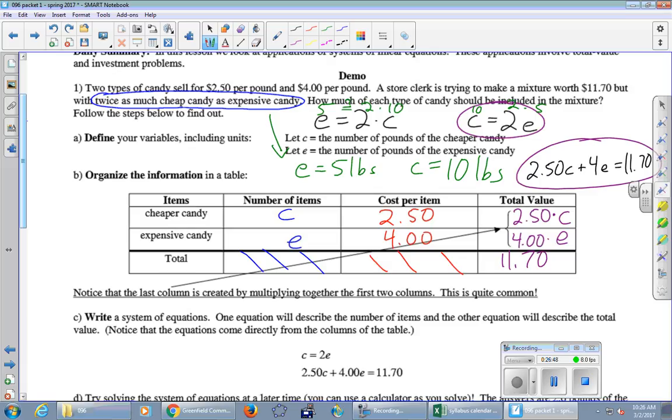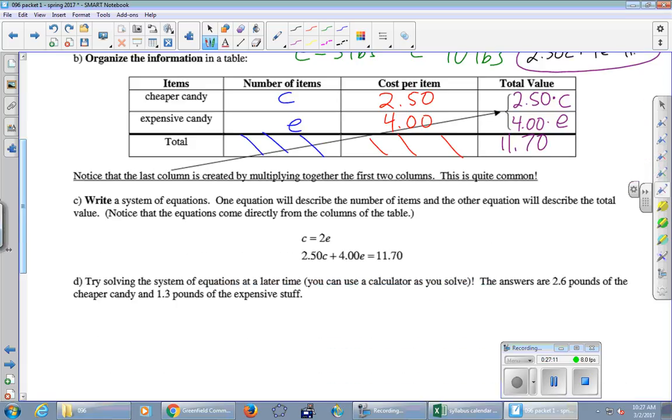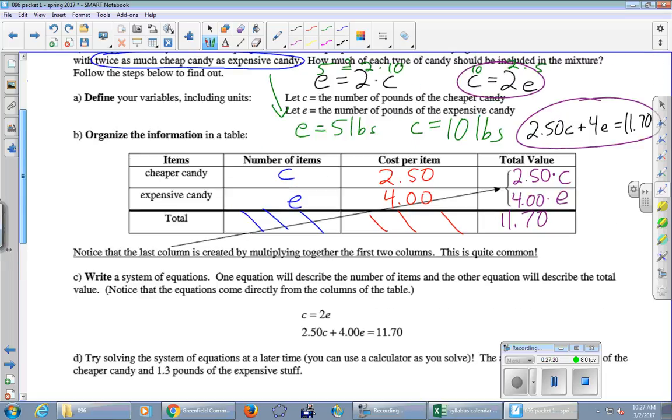Now, setting up these equations is only half the battle. It's a significant part, but there's still the solving part, right? Solving these equations looks an awful lot like what we did earlier today. You have a system of two equations. It's not X and Y, it's C and E. And so you can solve it with substitution or elimination. We're not going to spend our time today doing that. You can check it out later if you want. There is the answer right here. It's 2.6 and 1.3. Try to get that later if you wish. Any questions on the setup here before we do one more problem together?